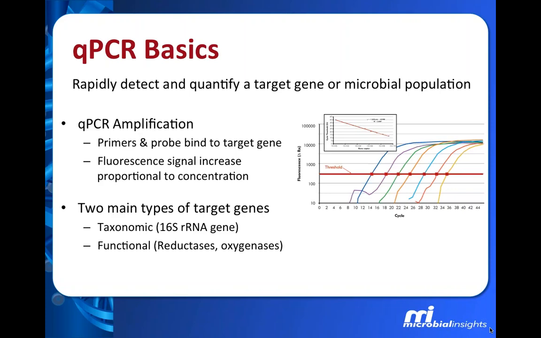And typically what we're going to do is look at two main types of target genes, and we're really going to talk about this a lot today. So this is an important concept to understand. We're going to talk about taxonomic genes. You'll hear this as 16S a lot. And this is a gene that bacteria have that tells us who that microorganism is.